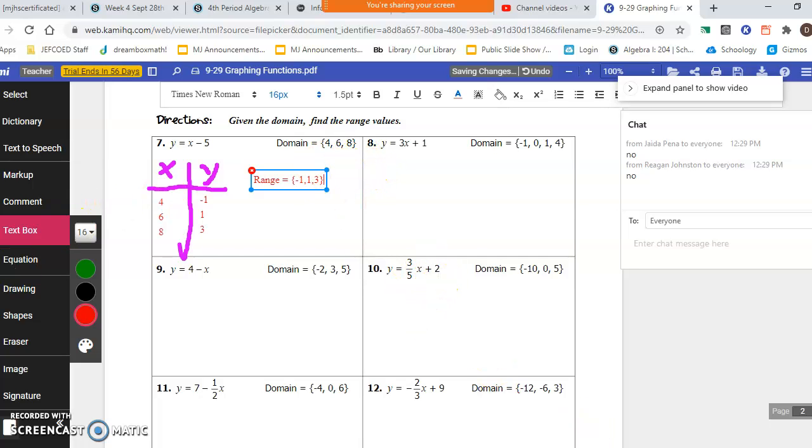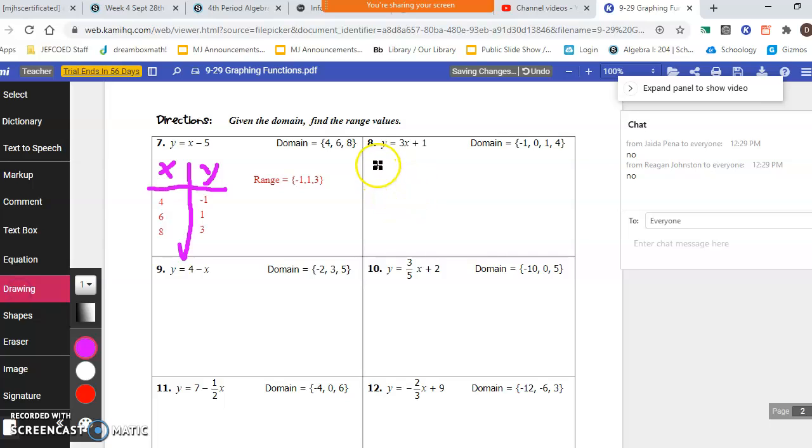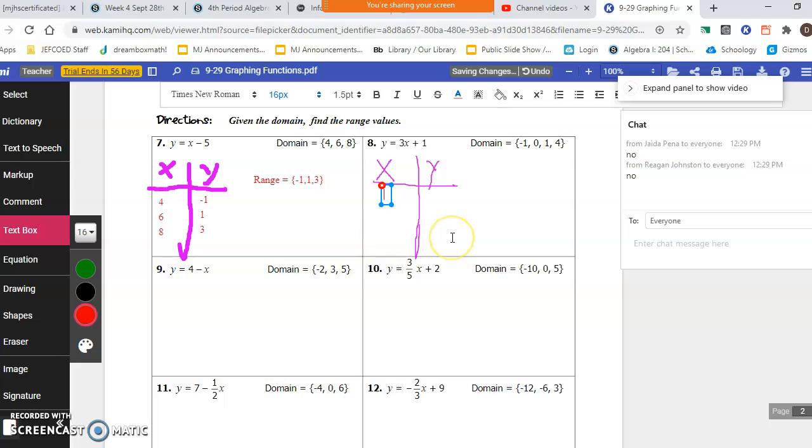Real quickly, we'll do number 8. Remember, set up our function table. We've got x and our y values here. We're going to simply substitute these in. So we have -1, 0, 1, and 4. Now let's look at finding our range values. Substituting in -1 for x, -1 times 3 gives me a -3, and then plus the 1 should give me a -2.